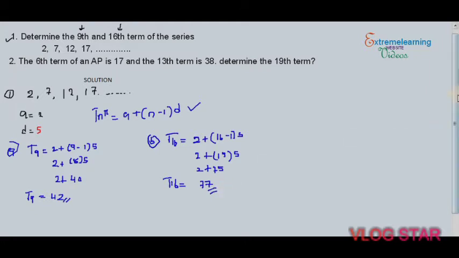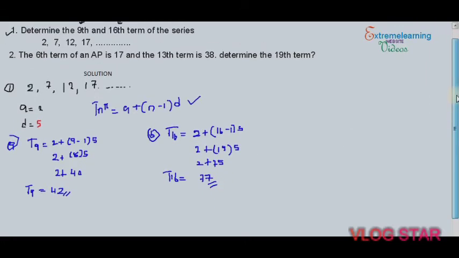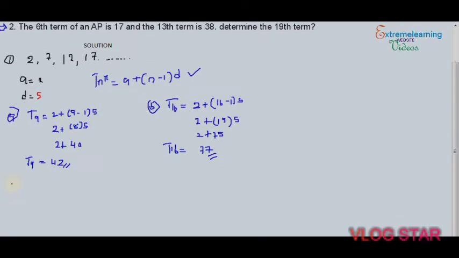Now the next thing is to move to the second question. The second question is a bit more technical. It said determine the 6th term of an AP. Let me show you how to bring out the data once you're given questions like this. Let me show you how to present the question: the 6th term of an AP.